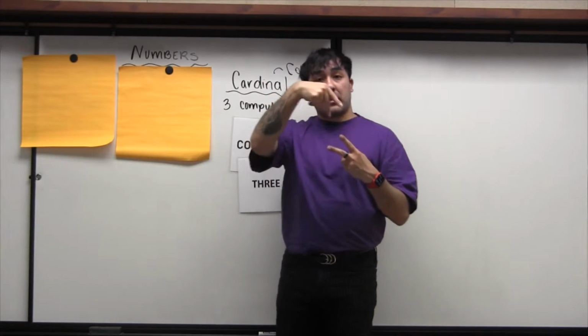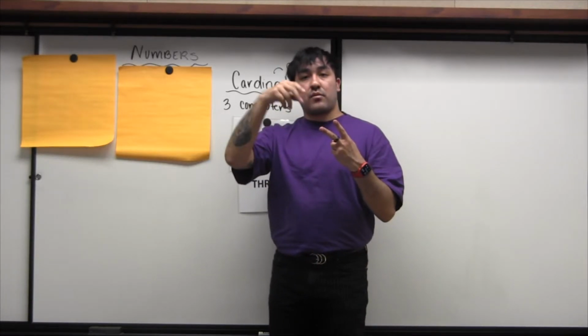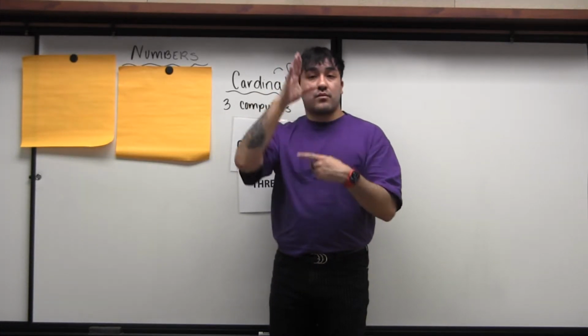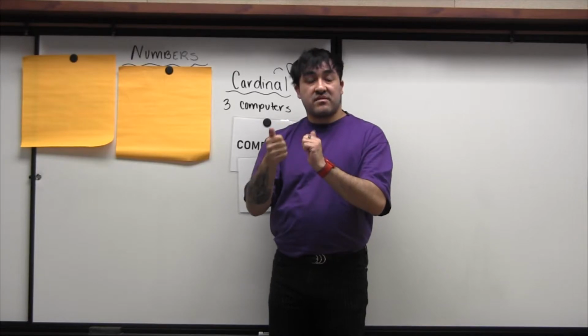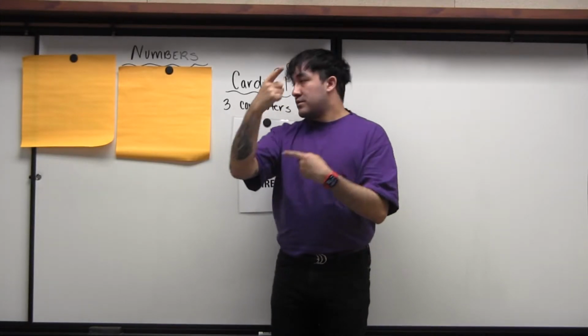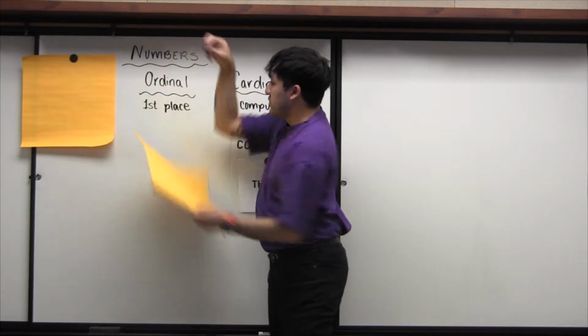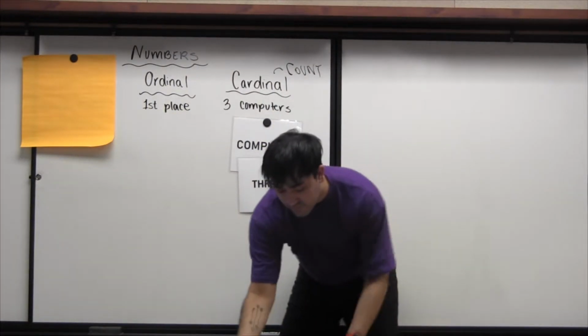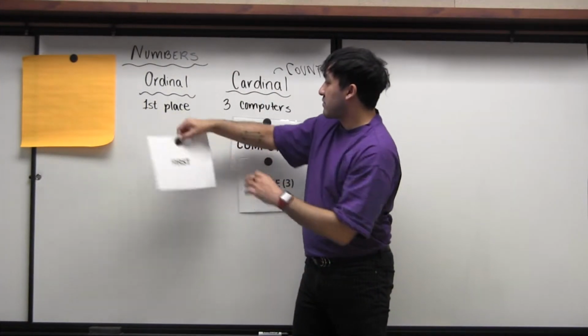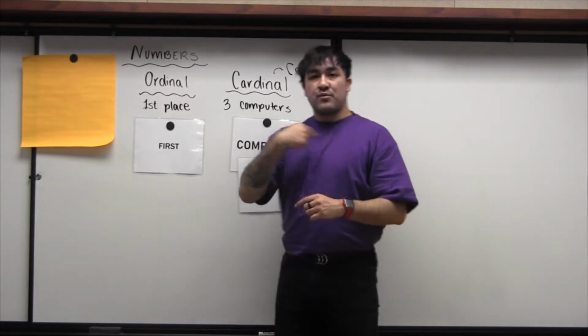The next type of numbers are ordinal numbers, and they tell you place or position. For example, the boy came in first place. He was in a competition and came in first. And so we have first.